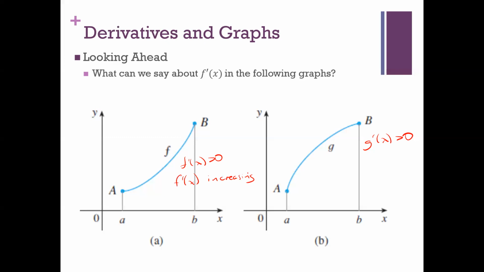The reason we know that f prime is increasing is that as you go from left to right, your tangent lines are going to get steeper and steeper, right? I should pause there because that's a subtle yet important difference.